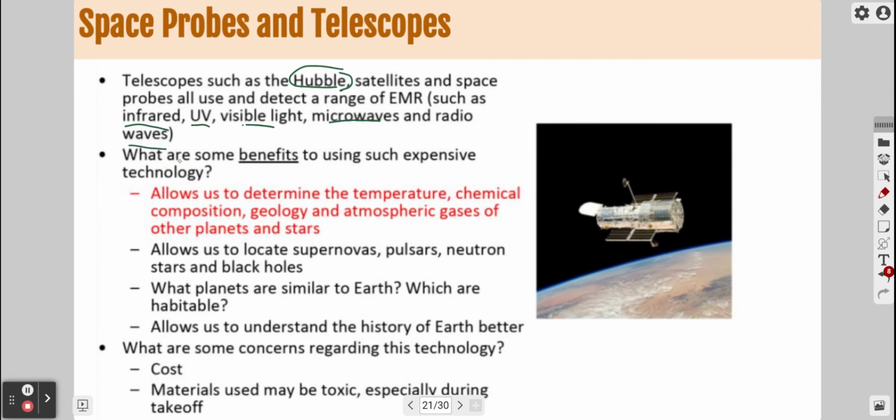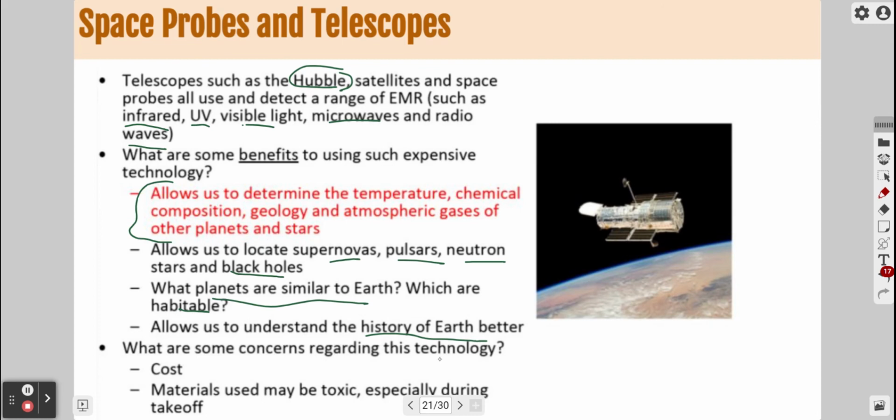And so some of the benefits to using such expensive technology, because it's definitely not cheap to put things up in space, in orbit, but as we mentioned before, it lets us figure out the temperature and chemical composition of some of the different planets and gases that are out in space. We can find supernovas, pulsars, neutron stars, black holes, maybe even what planets are similar to Earth and which might be habitable, right? And it also allows us to understand the history of Earth itself a bit better, and our sun too, as we saw with the different star cycles.